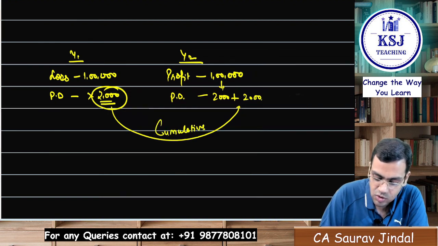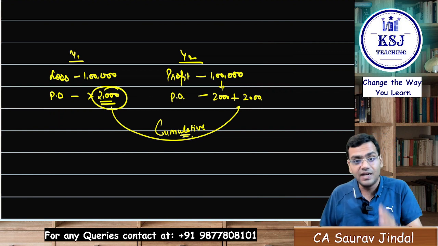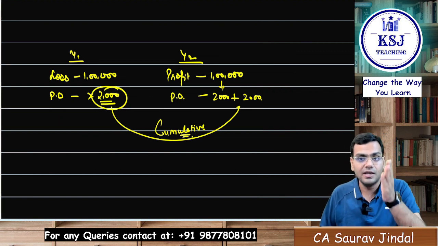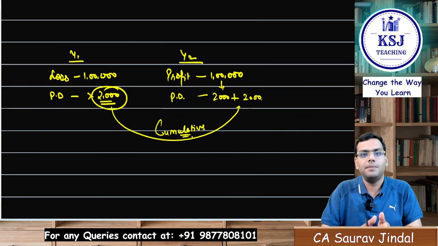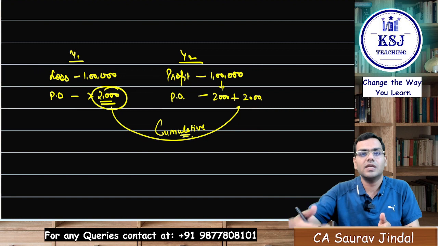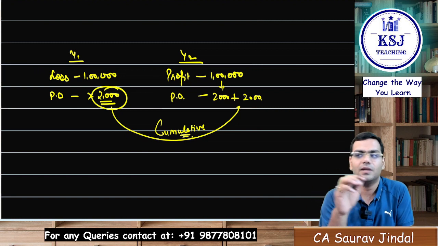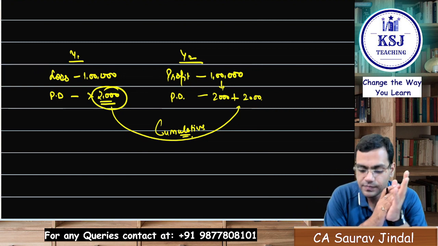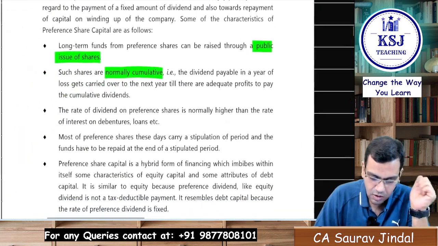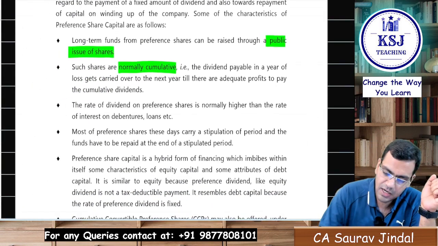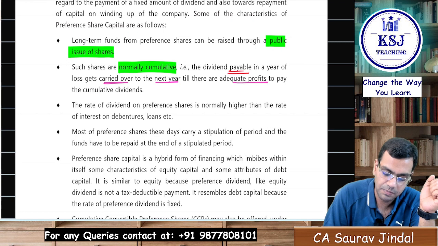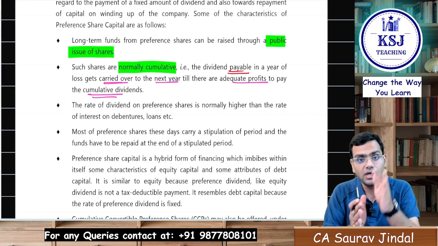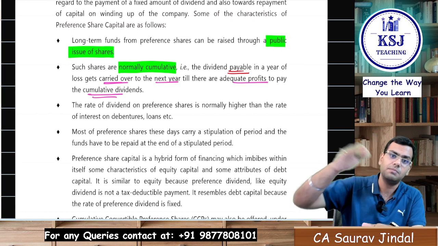This is known as cumulative preference shares, that the dividend, if not paid in a particular year due to the losses, will accumulate and will be paid in the coming years when the company will be having the profits. Clear? So the dividend payable in a year of loss gets carried over to the next year till there are adequate profits to pay the cumulative dividends, right? 2000 of that particular current year and 2000 of the previous year.